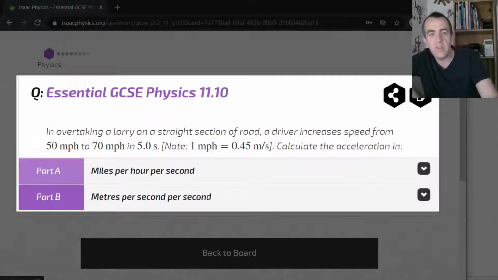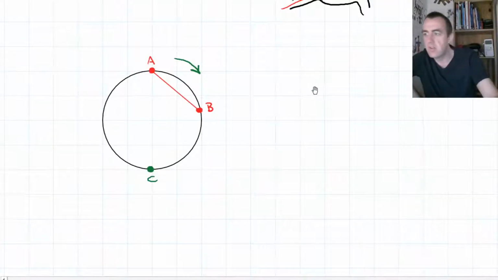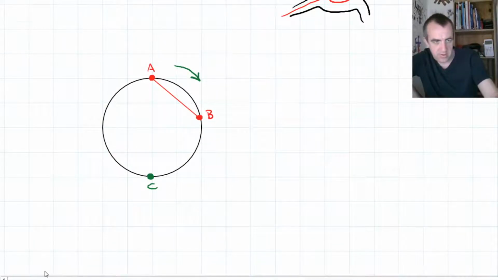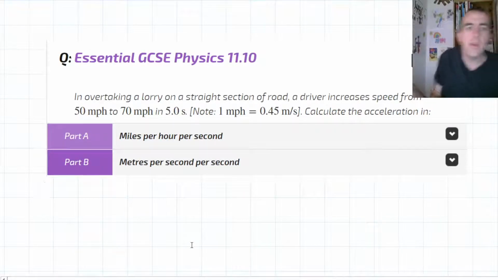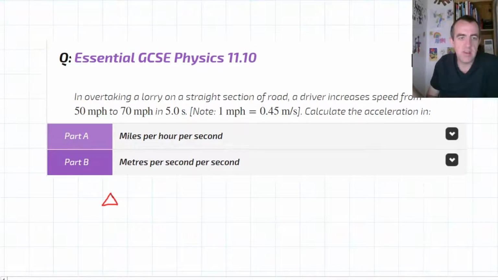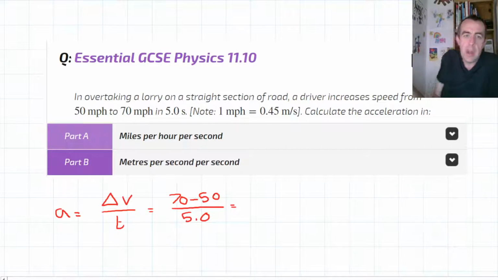We've talked about speed equals distance over time. Now we're talking about acceleration. So let's scroll all the way down here. Actually, let's just paste it there. Okay, so let's start off with miles per hour per second. The difference in speed divided by the time between those two speeds. That's what the acceleration is. So the difference between our two speeds is 70 miles an hour minus 50 miles an hour, divided by the time taken, 5.0 seconds. And that will give us an answer in miles per hour per second.